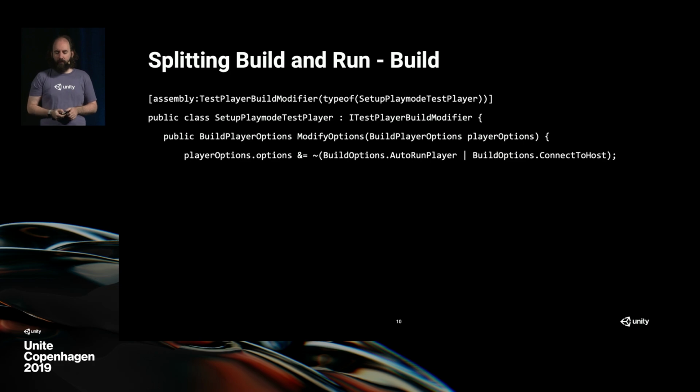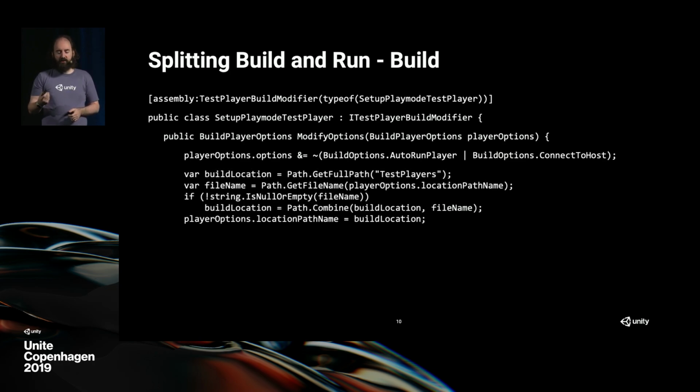Second thing we're going to do is change the location we're building to. In this case, I'm building up a path somewhere in the test players folder relative to my project root. And we're going to say that's the location we want to build to. So we know that once we've clicked the Run in Player button in the TestRunner UI, that's where we'll find the player that we can deploy to other machines. And then we'll just return our modified player options. So that's all it takes on the build side. That's just going to sever the link between building and running on the editor side.